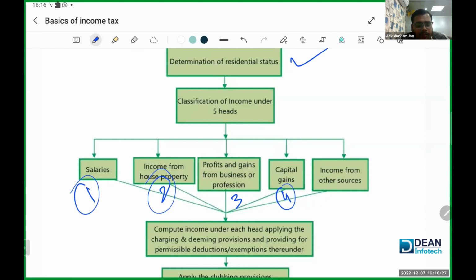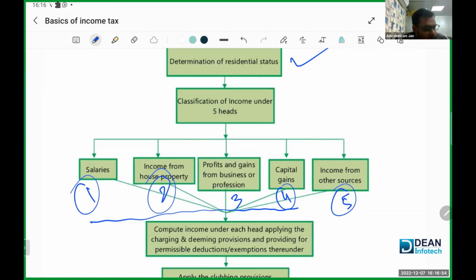And any other income that does not fall under these four heads will come under the head of income from other sources. For example, the income earned from bank interest, income earned from FD deposits, or if you are winning a show, like if you are winning something from KBC, you get some income, it will come under this head. Any income that does not fall into the above four heads will come under this fifth head, income derived from other sources.